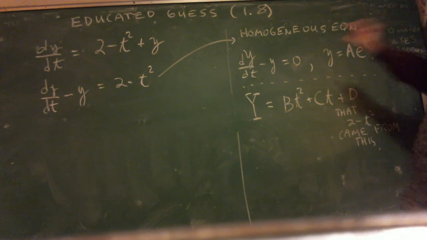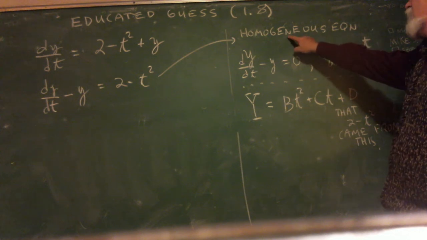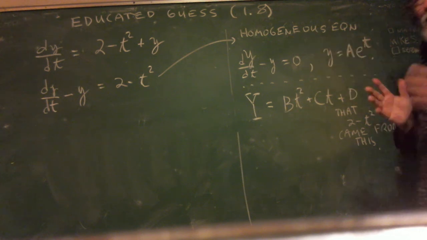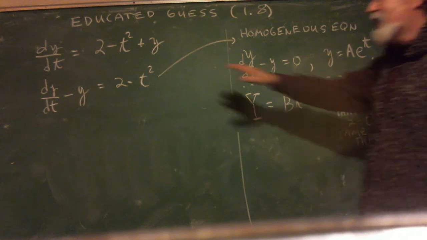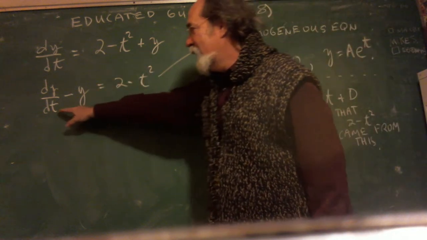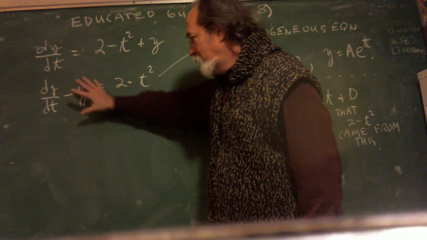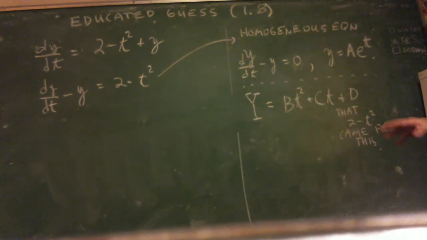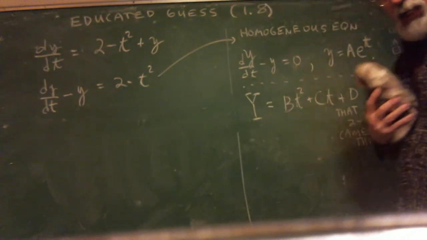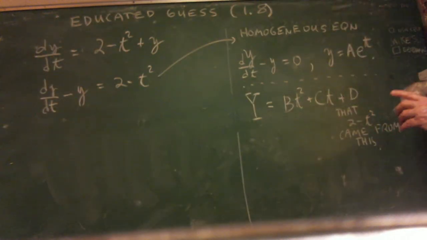So the first step of the process is the homogeneous equation and solution. Let's take this differential equation right here, the y prime and the y, and set it equal to 0. So just make all the non-y stuff 0. And you can see you've got dy/dt minus y equals 0. The solution for that is just y equals a e to the t.